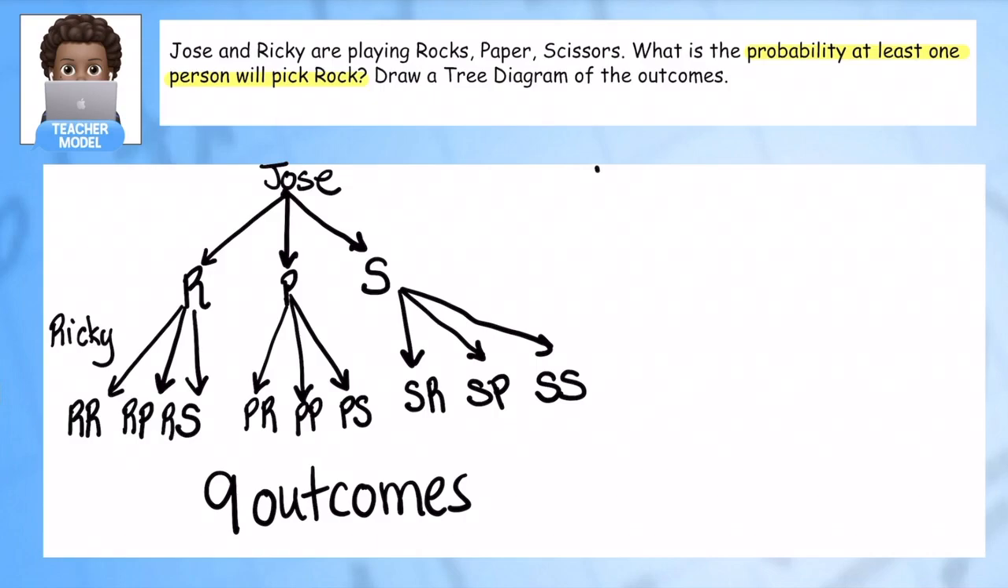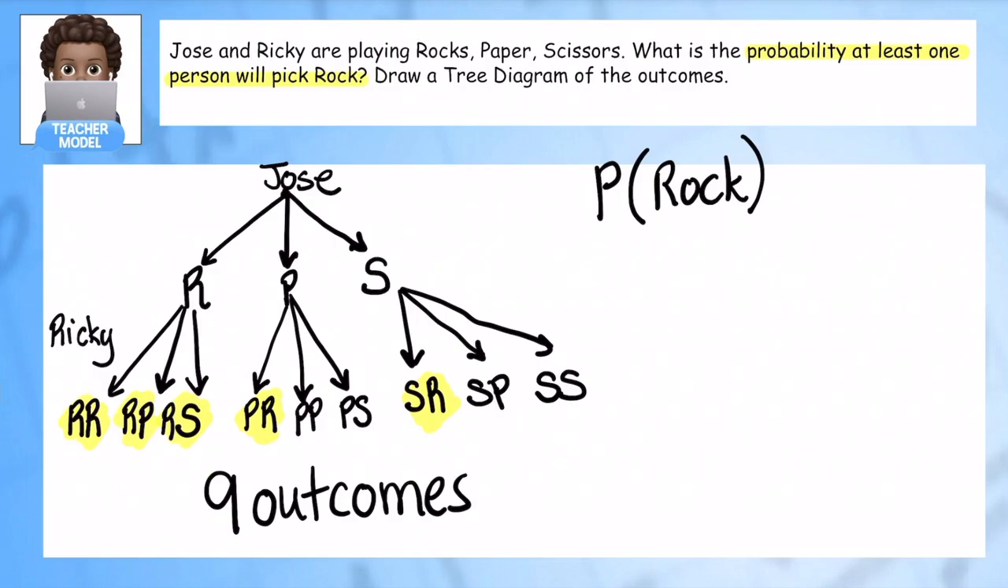Alright, so let's do the probability of anyone getting rock. Any rocks. So let's look and see. I'm going to look here first. It could be a rock and a rock, paper, and a rock, scissors. Here it could be paper then rock. I'm skipping paper because there's no rock. I'm skipping paper, scissors. There could be scissors, rock. There could be scissors, paper, and there could be scissors, scissors.